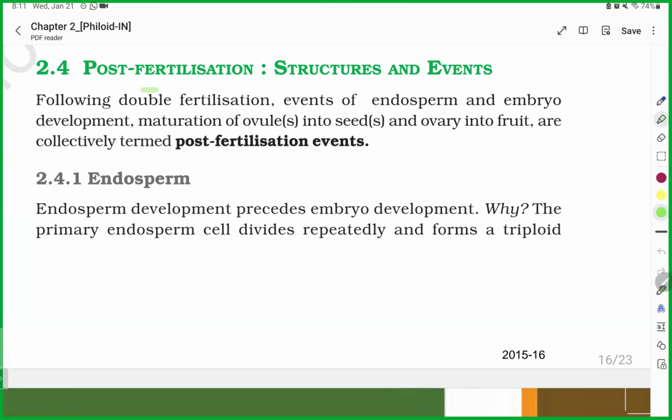So, double fertilization is the fertilization event. What happens in the post-fertilization event? One is endosperm formation, and after that the embryo develops. During this phase, the ovule converts into seed and the ovary converts into fruit. Next, Tuhina, what will happen in gymnosperm? Sir, it happens after, I believe. I think it happens after the embryo is formed.